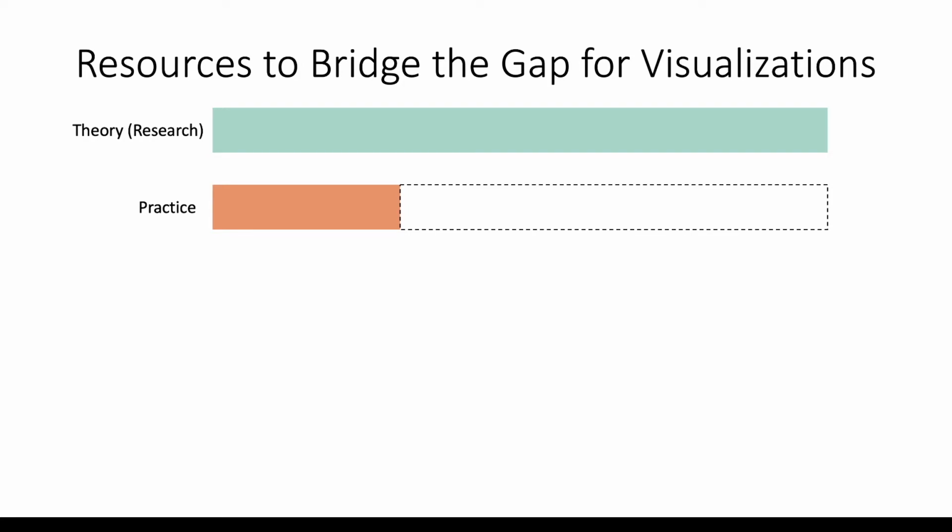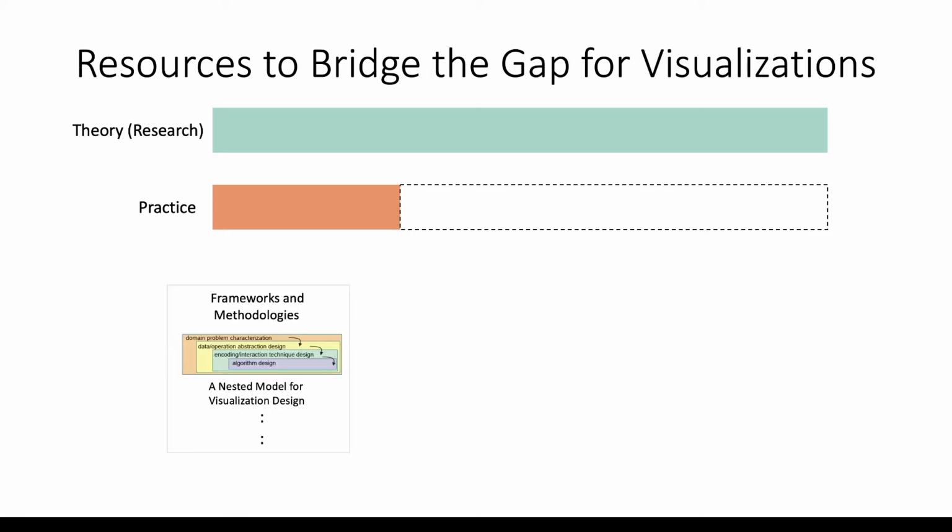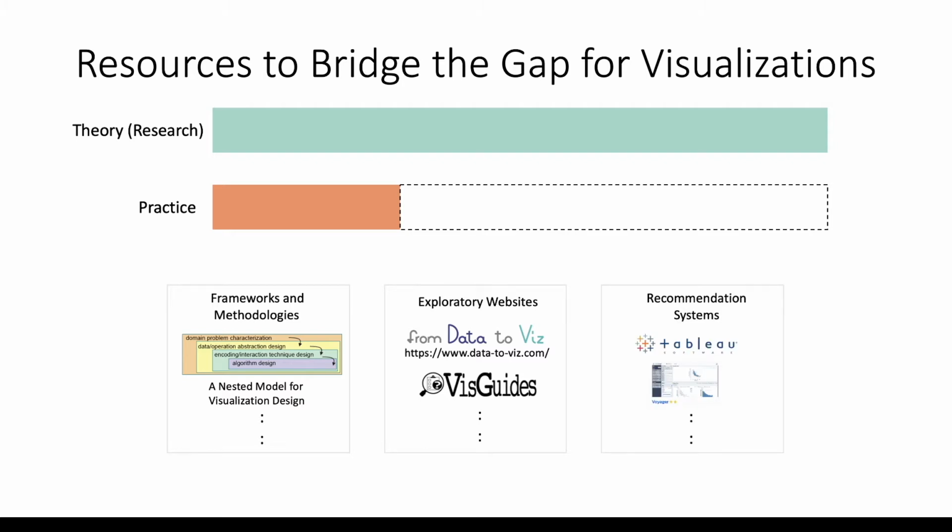Over the last few years, there has been an effort from the visualization community to bridge the gap between theory and practice. The community has developed theoretical resources like design frameworks and process models to help designers think about their design choices systematically. On a more practical front, there are exploratory tools like websites that provide prescriptive guidance to practitioners on how to choose their visualizations. And last but not the least are tools like Tableau and Voyager that take empirical results from visualization research and offer it in the form of visualization recommendations.